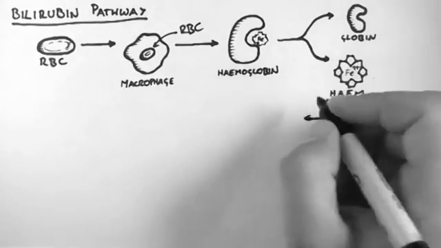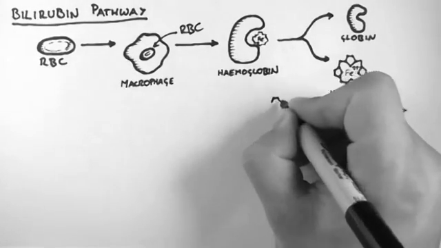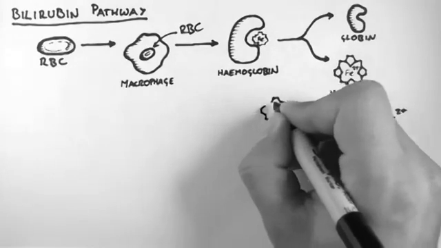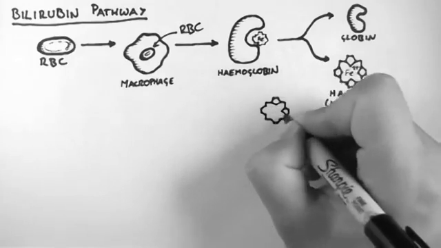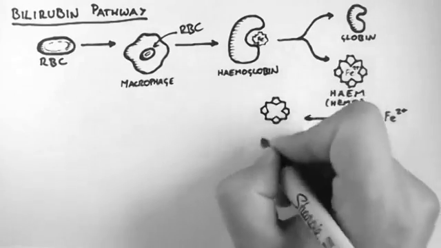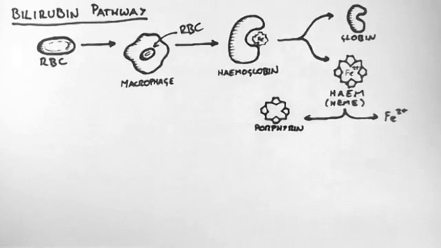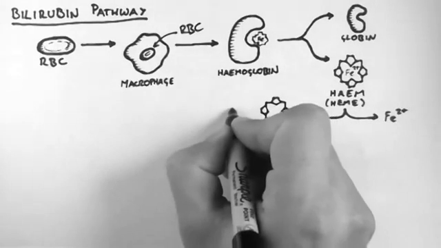And so we're left with this organic ring, which is known as a porphyrin. The structure of the porphyrin ring is quite complex and beyond the scope of this tutorial, but it's basically a carbon ring with nitrogen elements which coordinate with the ion.